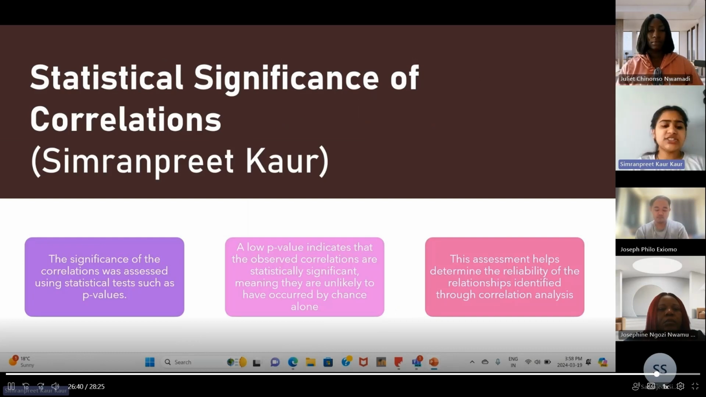This was assessed using statistical tests such as the p-value, just like the t-test. A low p-value indicates that the observed correlations are statistically significant, which means that they are unlikely to occur by chance alone. This assessment helped to determine the reliability of the relationship identified through the correlation analysis.